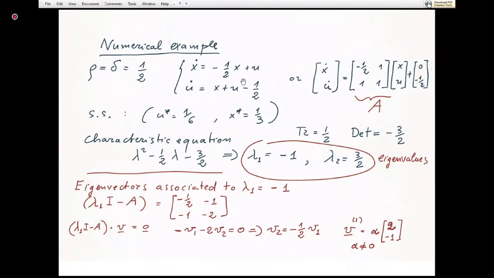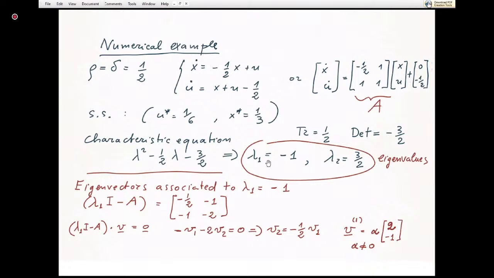So here we obtain that u is equal to 1/2 x. Then we replace here. We can obtain x, which is 1/3, and u, which is 1/6. The characteristic equation is lambda squared minus trace times lambda. The trace is minus 1/2 plus 1, so it is plus 1/2. But here I have minus trace, so minus 1/2 lambda. And then I have minus 3/2, which is the determinant, minus 1/2 minus 1.